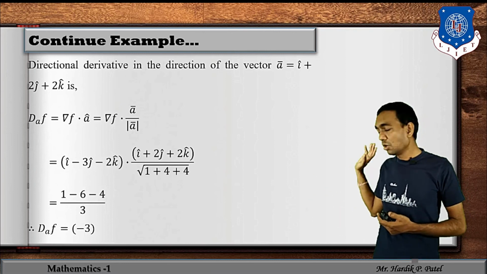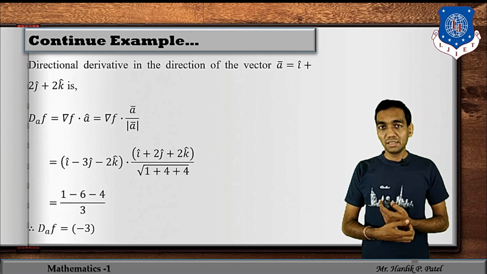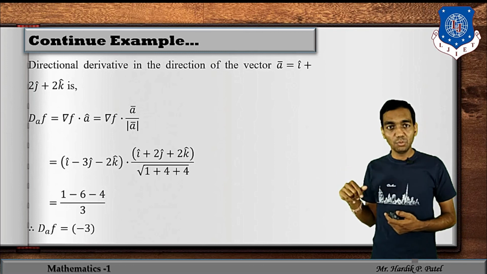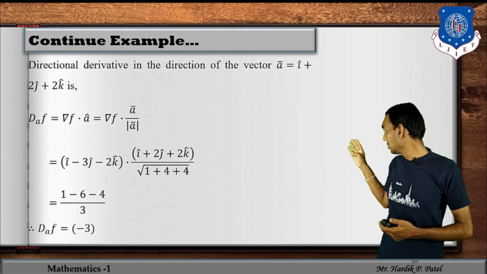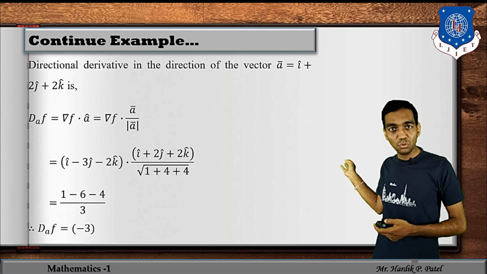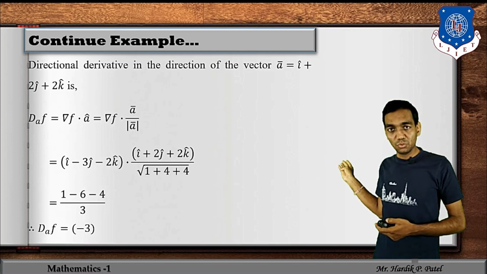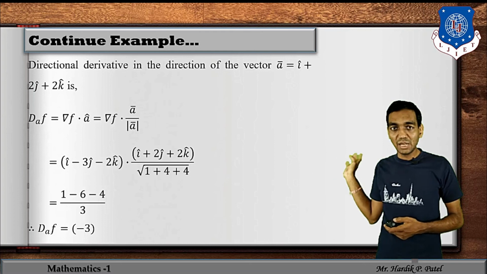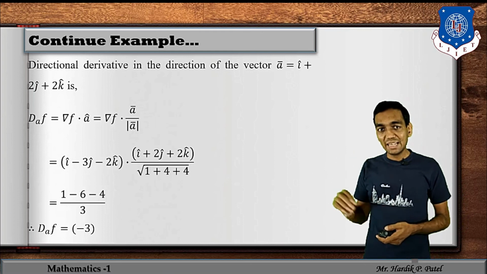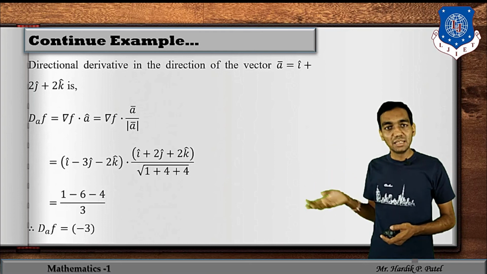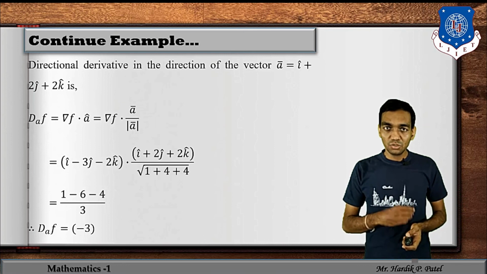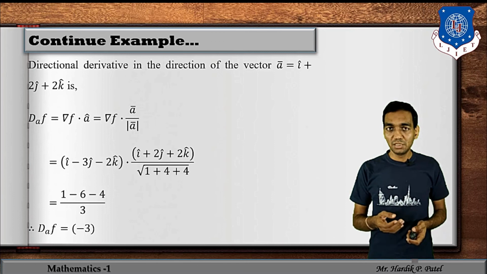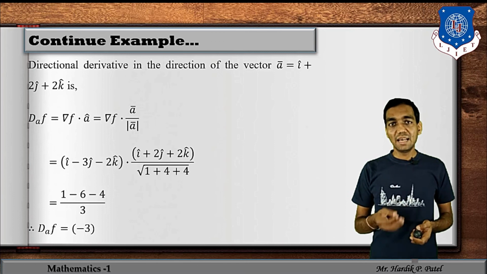Now taking the dot product in the numerator, that will give you the i component, j component and k component. So that will give you 1 into 1, minus 3 into 2 and minus 2 into 2. And addition of these 3, that means 1, minus 6, minus 4. That will be minus 9 upon 3. That will have a value minus 3. So this is the directional derivative of the given function in the given direction.